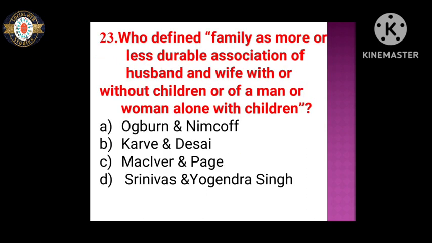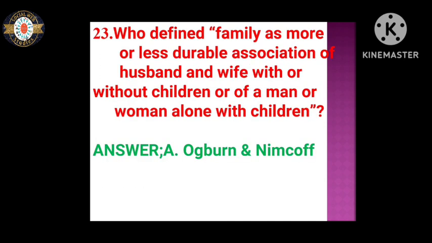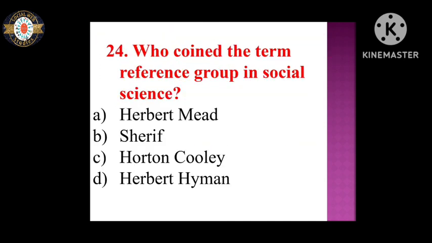Another question is who defined family as more or less durable association of husband and wife with or without children or of a man or woman alone with their children? Option A, Ogburn and Nimkoff. Option B, Kapadia and Desai. Option C, MacIver and Page. Option D, Srinivas and Yogendra Singh. The right answer of this question is option A, Ogburn and Nimkoff.